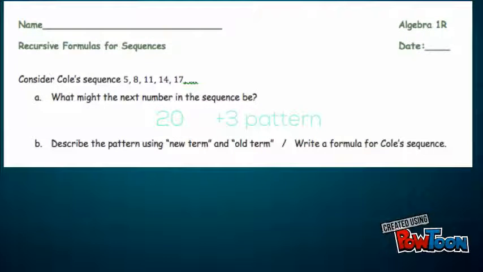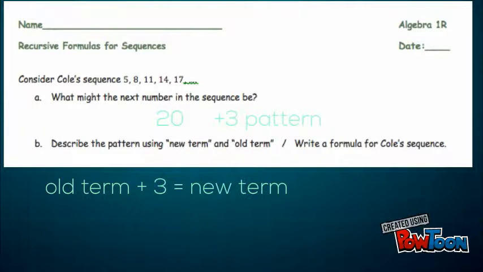The next part says describe the pattern using new term and old term. Then write a formula for the sequence. In other words, we are asking you here, how do I get from an old term to a new term? If you think about that, we said it is a +3 pattern. We are taking the old term and adding 3 to each old term to get the new term. So old term plus 3 equals new term.